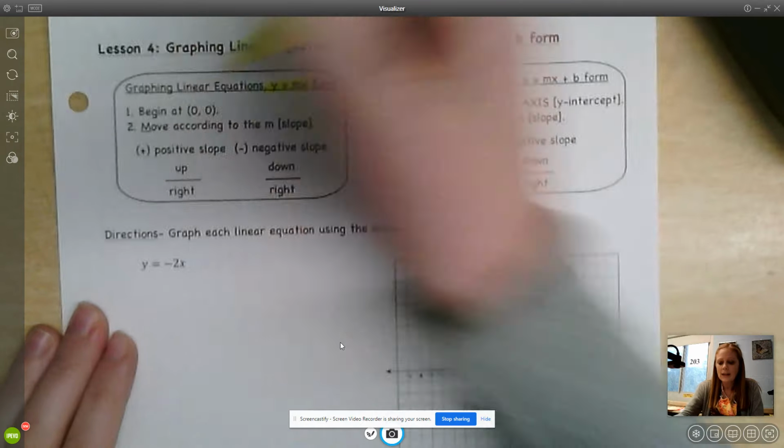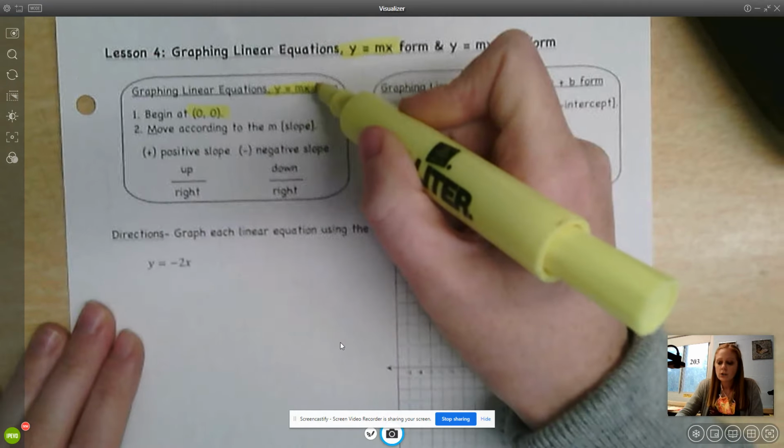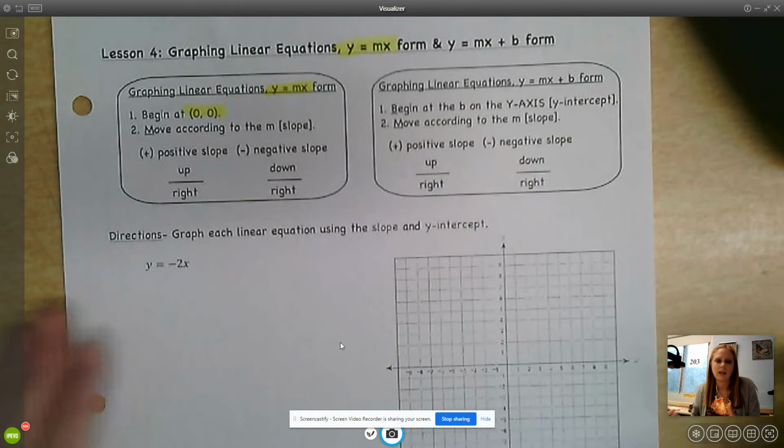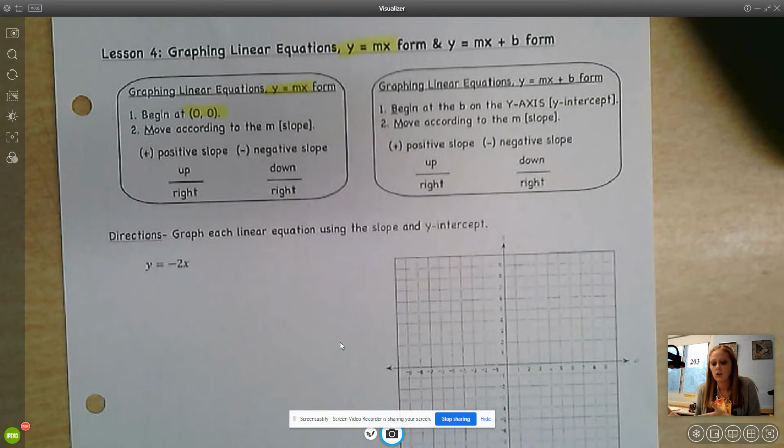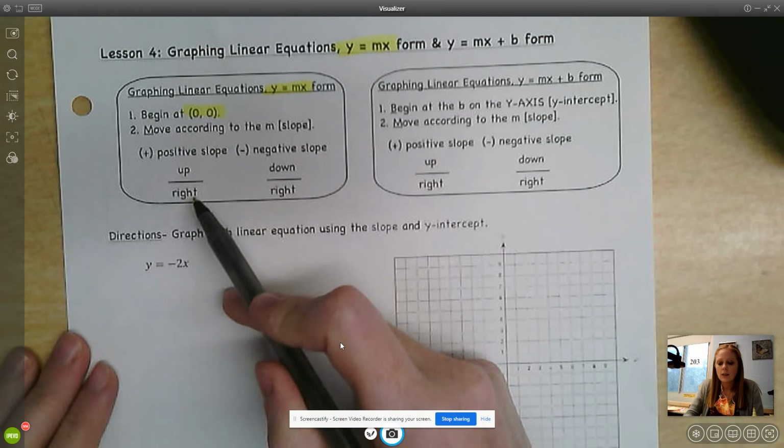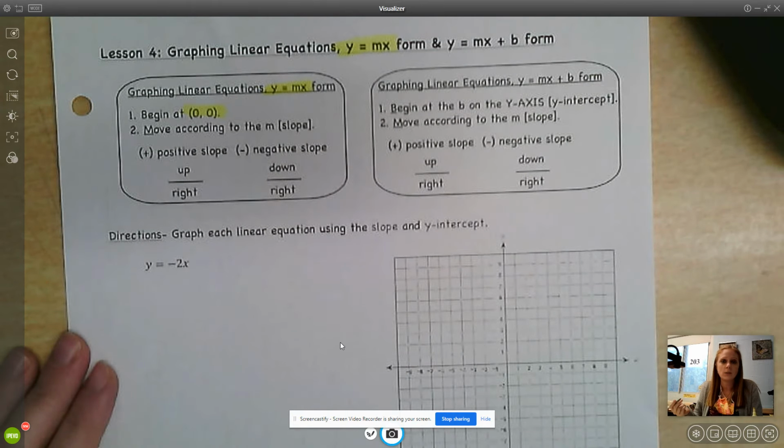So that's when you have to begin at the origin. There is no plus b that's listed there, so it's safe to say it's as if the equation has plus 0. So you begin at 0, 0, the origin, and then you move based on the slope. If the slope is a positive number, then you'll be going up and to the right. If the slope is negative, you'll be going down and to the right.